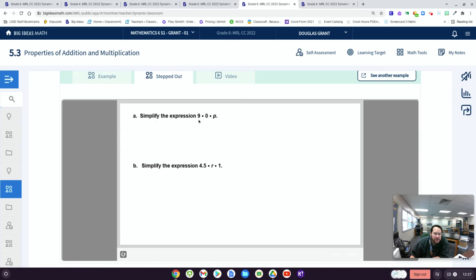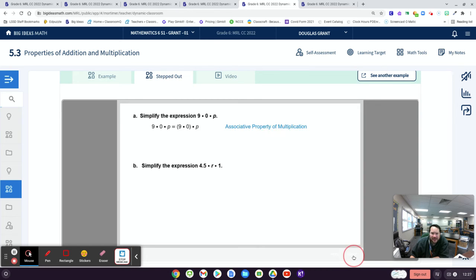So this expression, 9 times 0 times p, what property says that that whole thing becomes 0? Yeah, that is the multiplication property of 0. Here they're rearranging things. So they're using the associative property first. You don't have to because you're multiplying by 0, and anything times 0 is 0. So the multiplication property of 0 makes that whole thing equal 0.